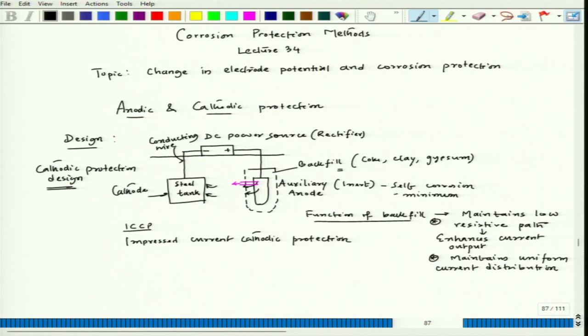Now, one more thing, because these wires are connecting these terminals, let me put it in a different color. So, this is my wire which is connecting anode and cathode. Now, these wires must be insulated properly. So, this insulation is very important.